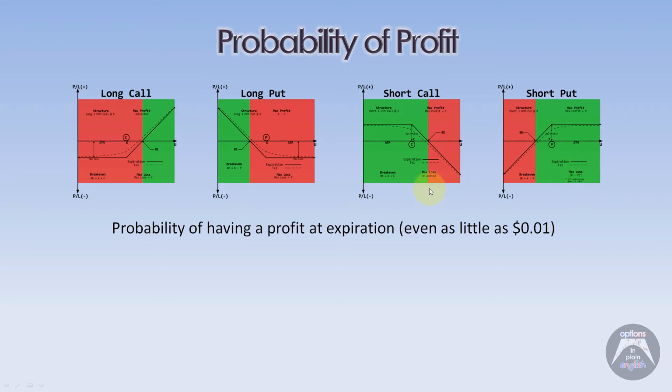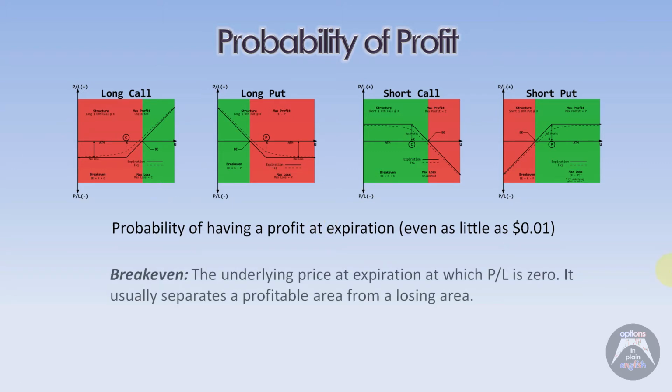So what is this point called? It's called the break even. A break even for us as option traders is the underlying price at expiration at which the profit and loss is zero. It usually separates a profitable area from a losing area. If you look at the risk profile, you can see that it's clearly marked as BE, or break even. It's a very important part of a risk profile graph, and it's always there, separating the losing area from the profitable area. You can see here, break even, losing, and this is a profitable area.